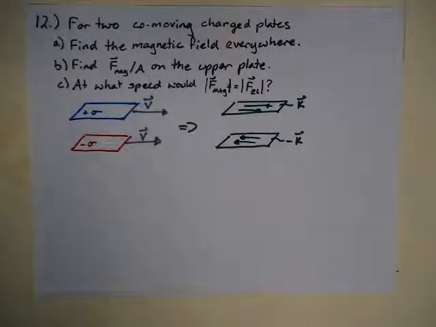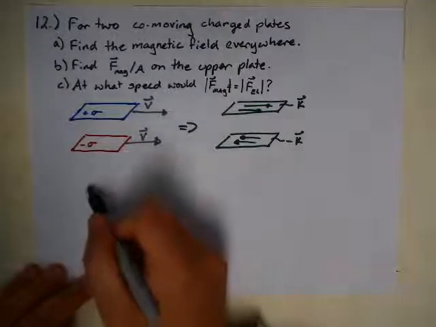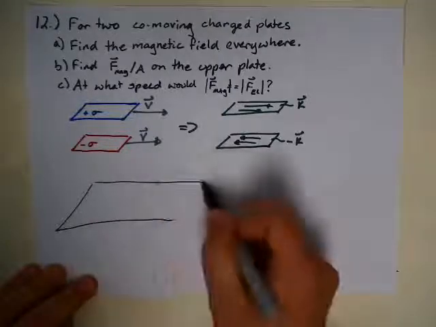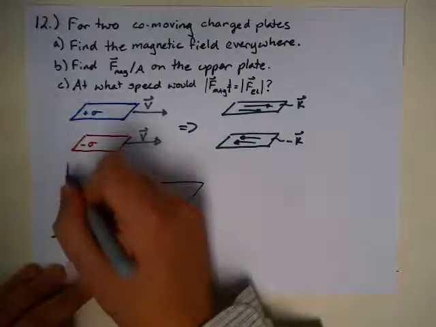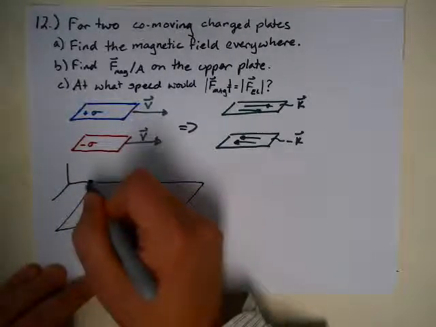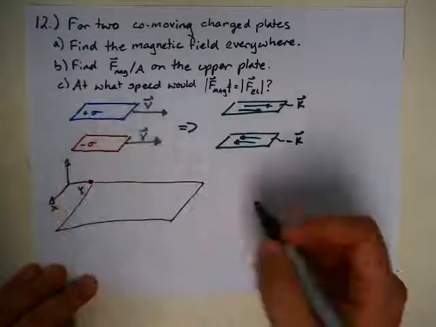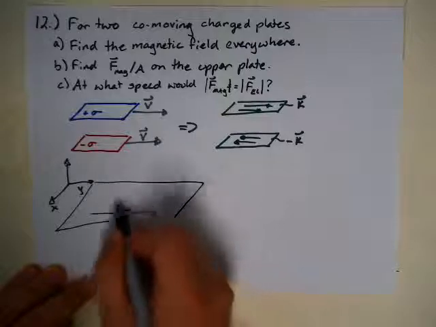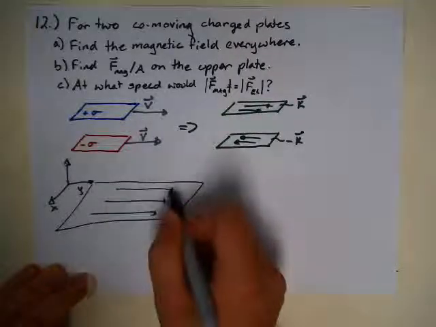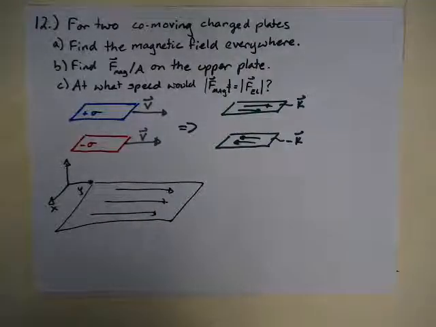And so we're going to use superposition to do this, and so we need to find what the magnetic field due to a single planar system with surface current density K is. Let's look at an expanded view of a single plate. Let's choose a coordinate system such that the current is running in the j hat direction. And so we have current running in this direction.